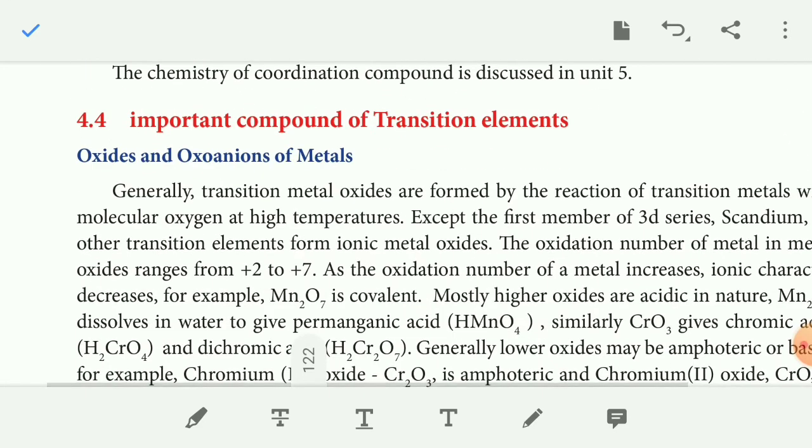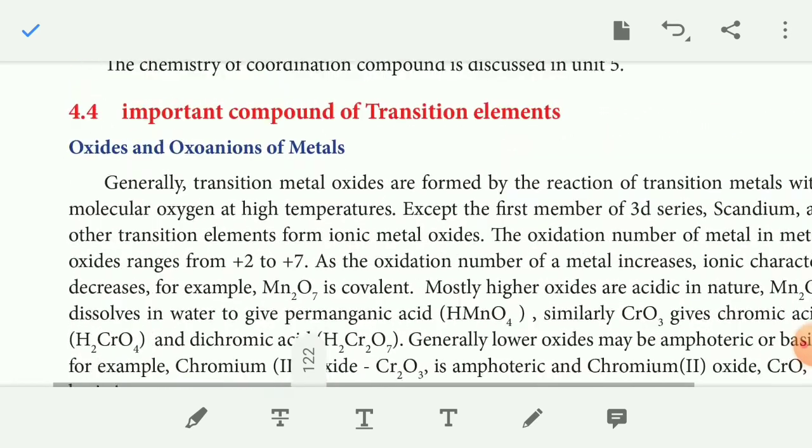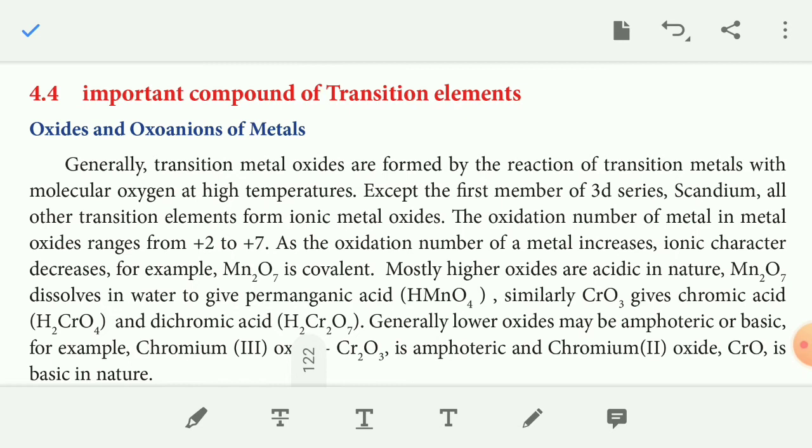The next topic: important compounds of transition elements, the oxides and oxo anions of metals. Generally, transition metal oxides are formed by the reaction of the transition metal with molecular oxygen. Generally, transition metals react with molecular oxygen at high temperature. We know the transition series has 4 rows: 3d, 4d, 5d and 6d. Except scandium, the first member of the 3d series, all the transition elements form ionic metal oxides.